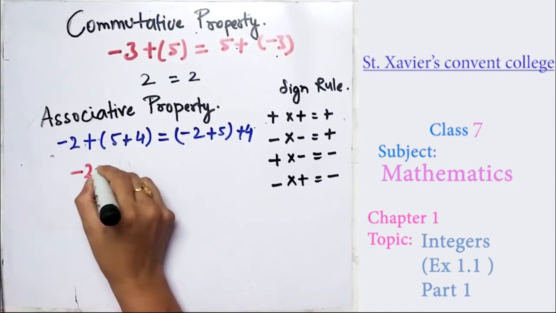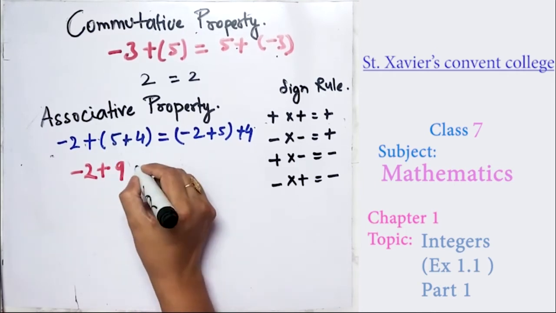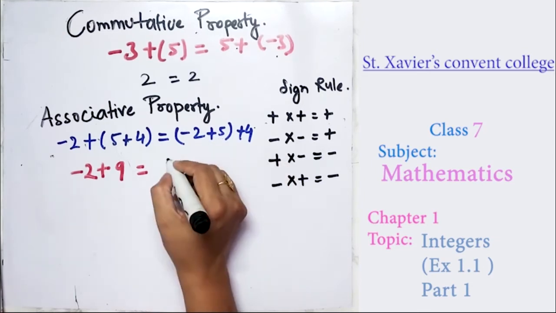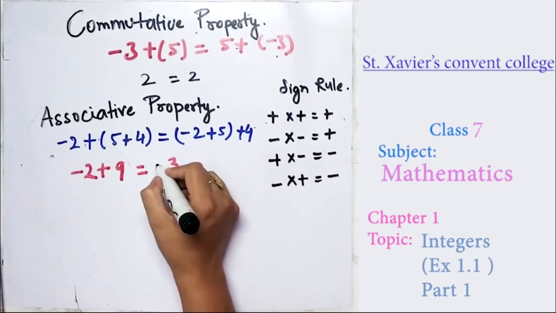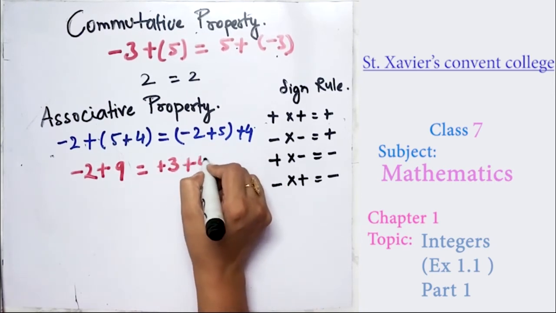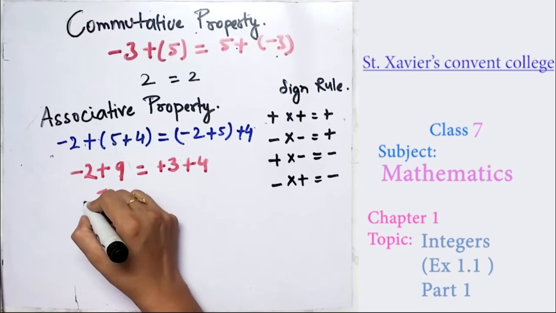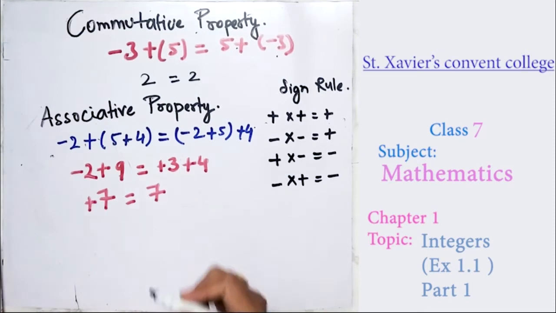Minus 2 plus, solve the bracket first, 5 plus 4, 9. On the other side, solve the bracket first, minus 2 plus 5 gives you 3. Since the element 5 is bigger, we use the sign which is with the 5, that is the plus sign, so plus 3, plus 4. Minus 2 plus 9 gives you 7. As 9 is the greatest number, it also has a plus sign. Here 3 plus 4 gives you 7. You can see that it holds with the associative property. So this is the commutative property and the other is the associative property.